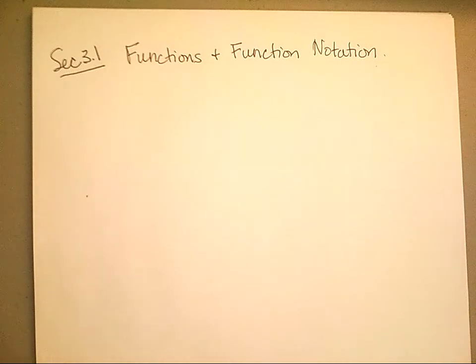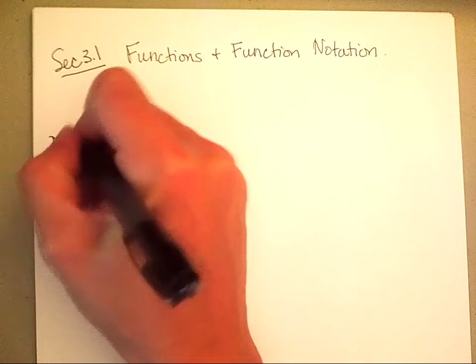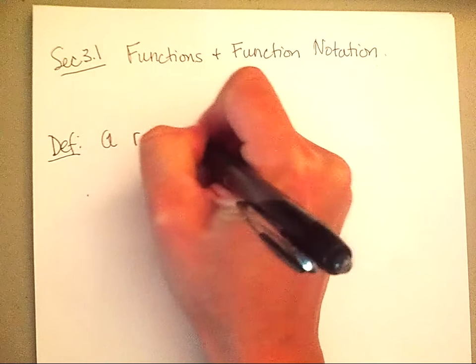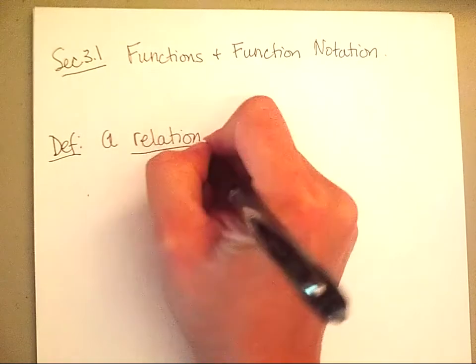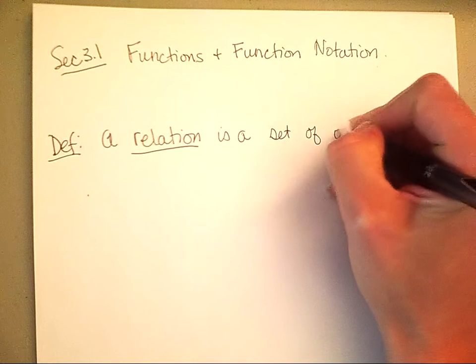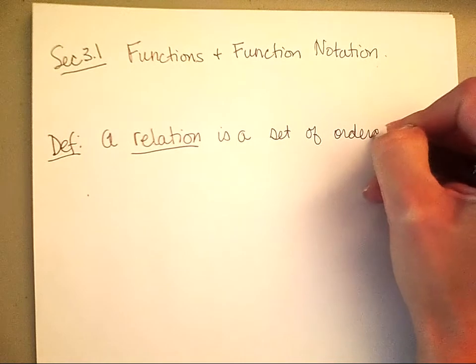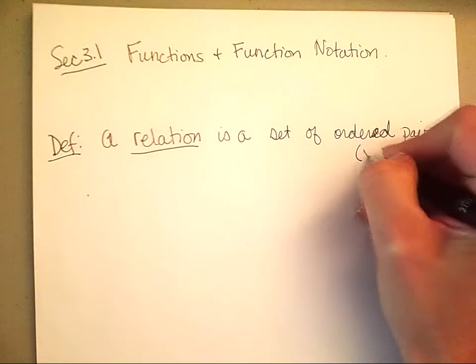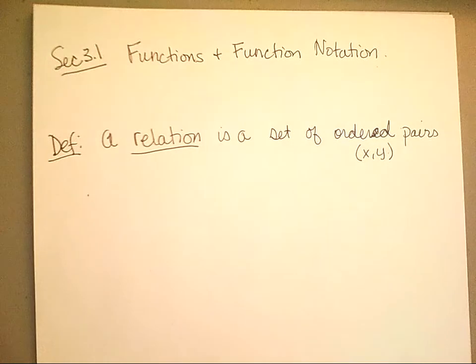So first, let's define a relationship. We call that a relation. So definition, a relation is a set of ordered pairs. Remember, ordered pairs are x's and y's. Okay.